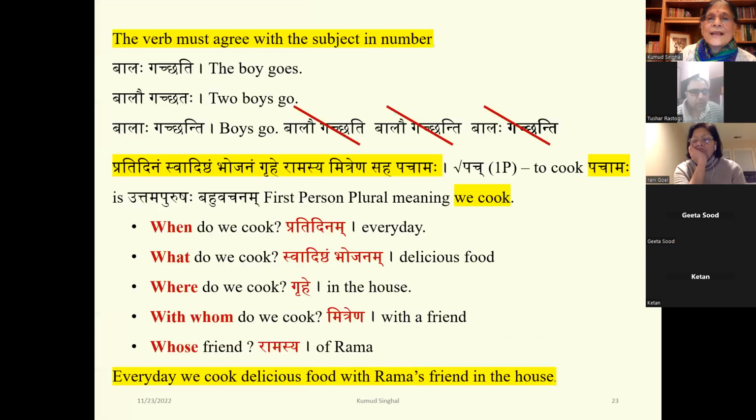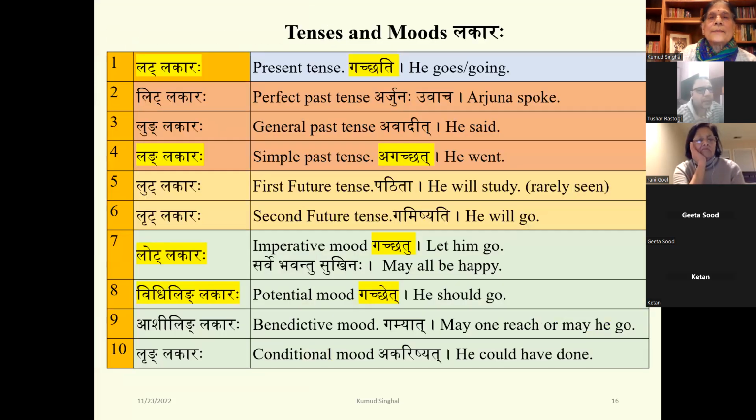Oh, okay. Let me go to my slide. Lakaras. Yeah, we use lat, lang, rit, lot, and vidhiling. I'm not going to do all of these, I'm just going to do lat and lang, because in future a couple more rules come in. So I will just do the present, the past, and these two moods. These are more often used. Future is also used, but I will not discuss that in detail.